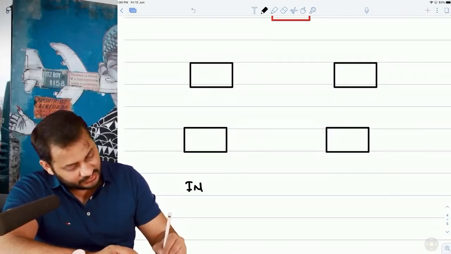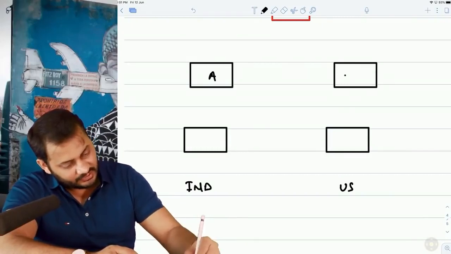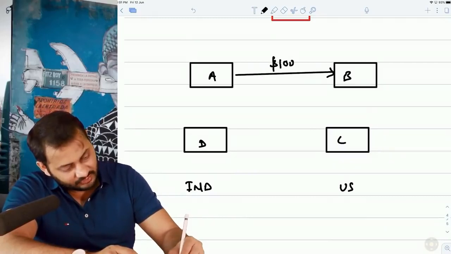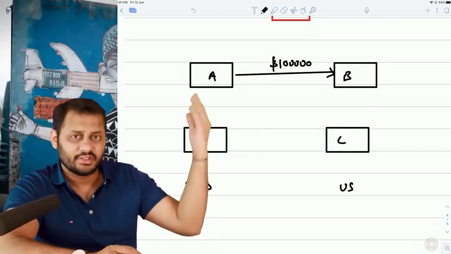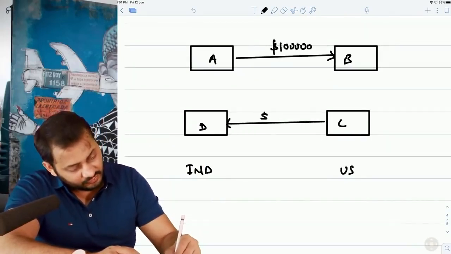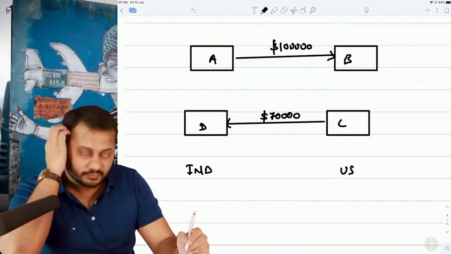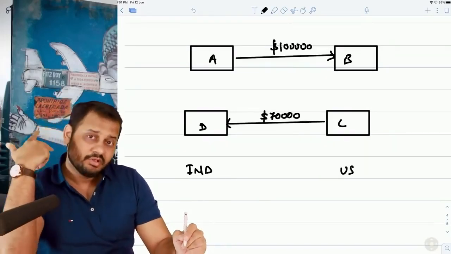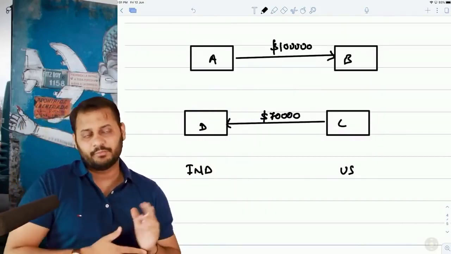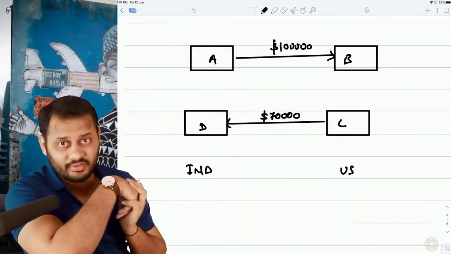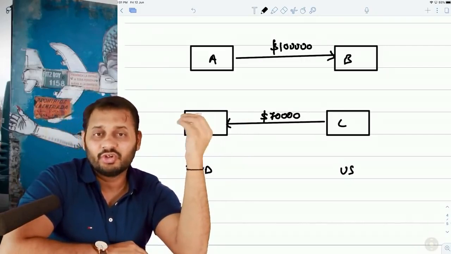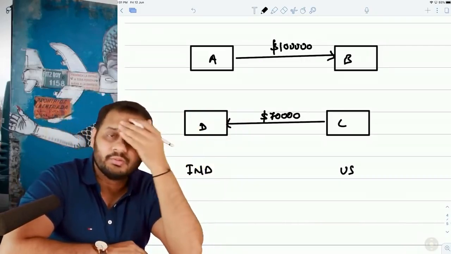So let's imagine this is India and this is US. Party A, B, C, D. Let's say that we have a payable of $1 lakh to B because we are importer, and C has a payable here in India of around $70,000. So there will be two transactions, and these two parties don't know these two parties. But somehow if they get to know about each other, then they can help in reducing the transaction cost, the exchange margin for all the four people.